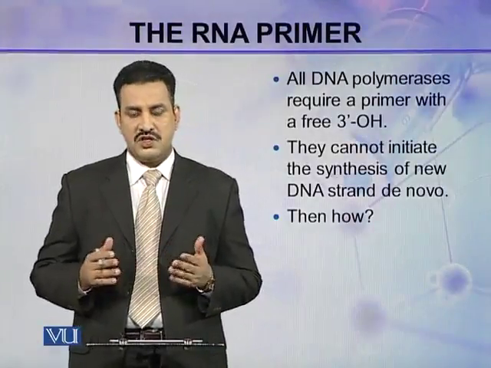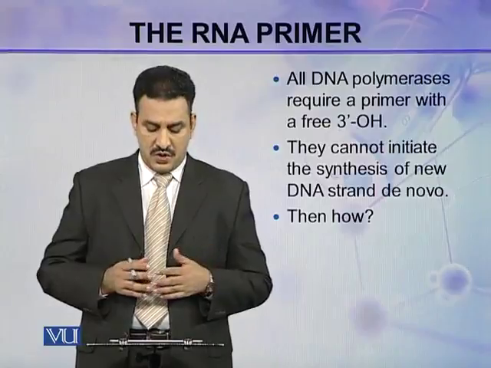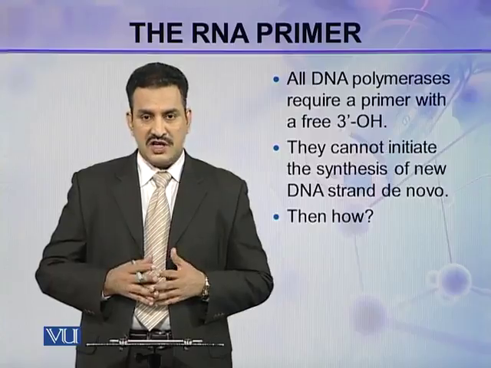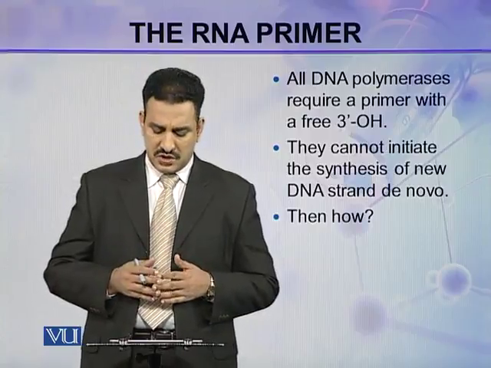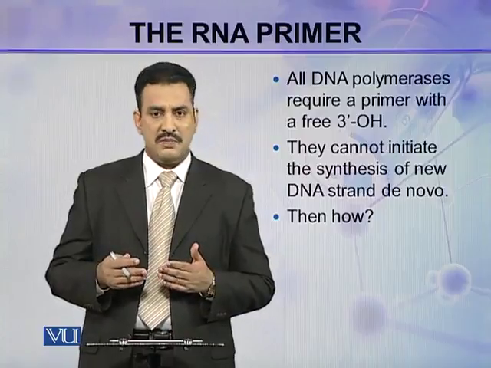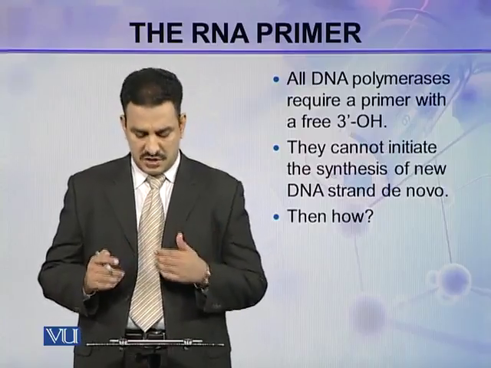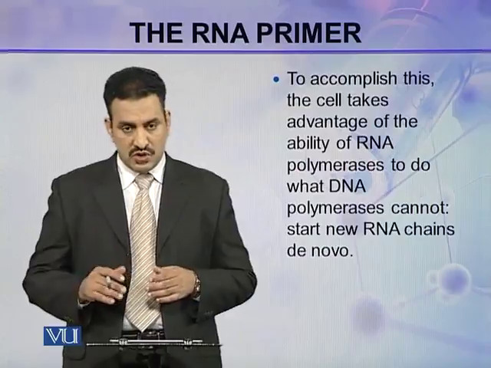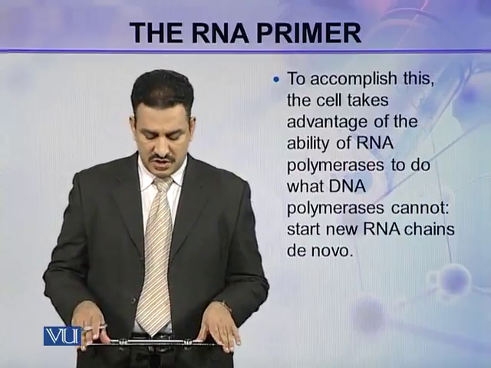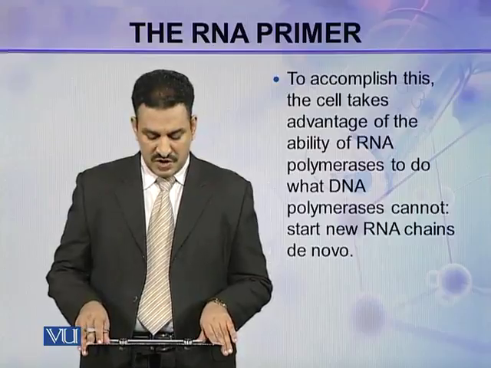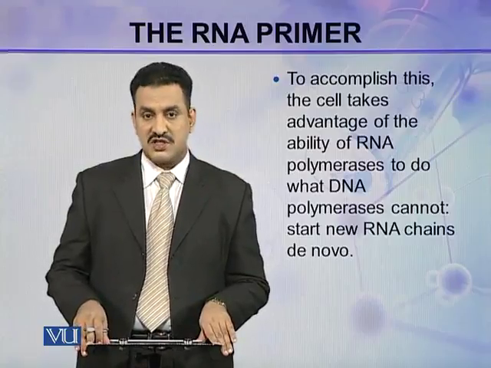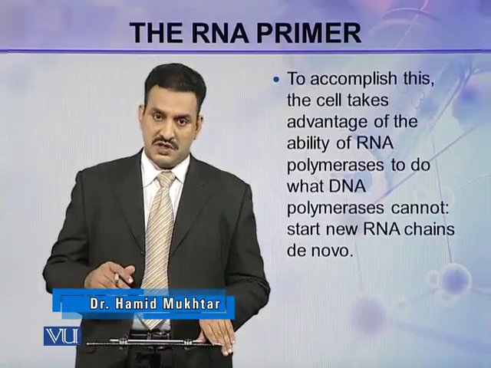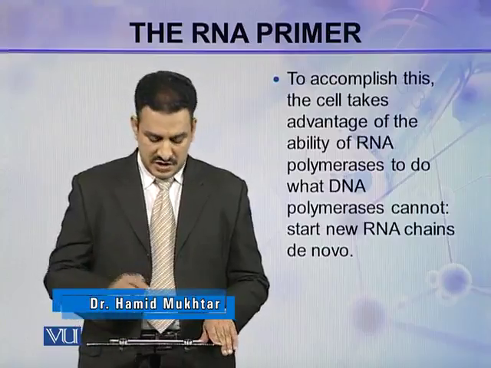As you have seen, all the DNA polymerases require a primer which has a free 3' hydroxyl group. So these DNA polymerases cannot initiate synthesis of a new DNA strand de novo. By themselves, they cannot start synthesis. Then how do they synthesize new strands? To accomplish this, the cell takes advantage of the ability of RNA polymerases to do what DNA polymerases cannot. That is, to start new RNA chains by themselves. That is de novo synthesis of RNA chains.